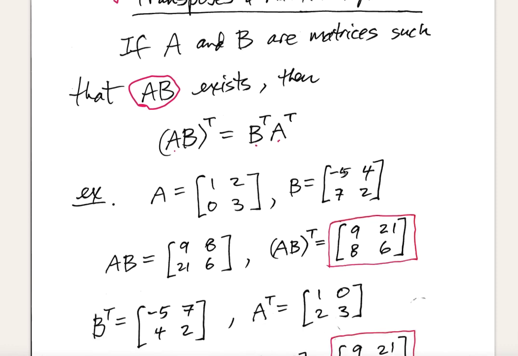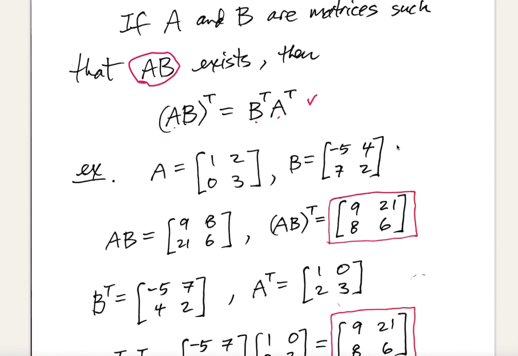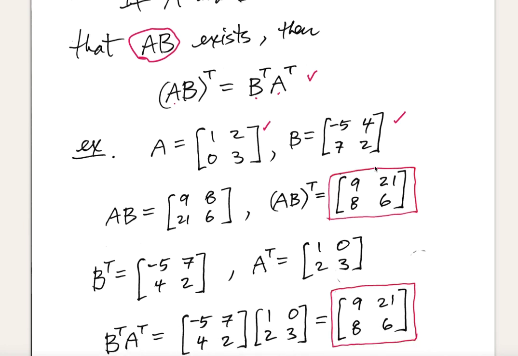Let's take a concrete example. I'm not really going to prove this, but let's go ahead and take another concrete example. I'm going to use the A and the B that we did in the previous examples. Okay, so A is 1, 2, 0, 3 and B is negative 5, 4, 7, 2, reading across. Okay, we already computed this before. AB is 9, 8, 21, 6. Okay, so the first row becomes the first column. So I've got 9, 8 written up and down, and then 21, 6, that's going to be my second column. So that's the transpose of the matrix AB.